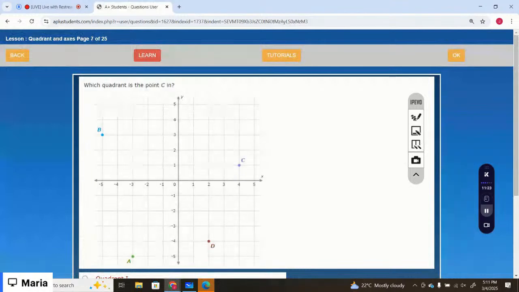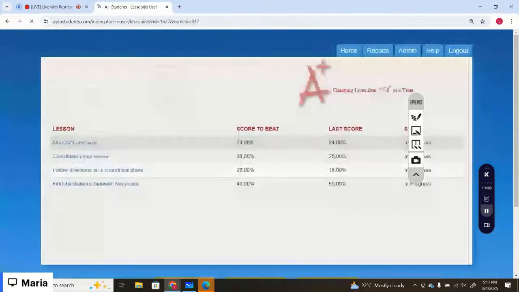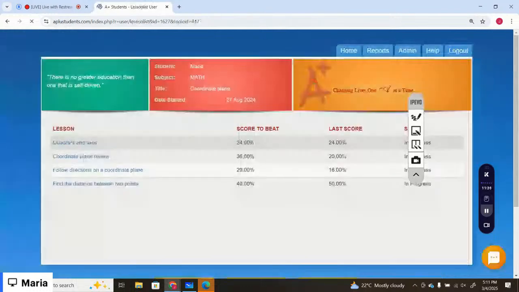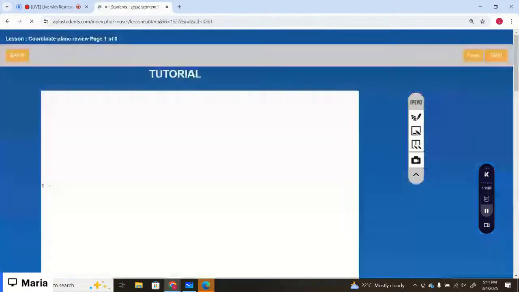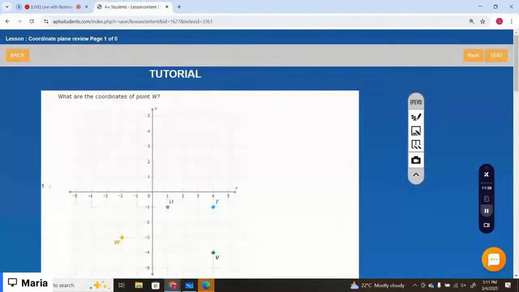Okay, you can complete the lesson by yourself here today. Let me just move on to the next lesson. The next lesson is coordinate plane review. What are the coordinates of the point W?